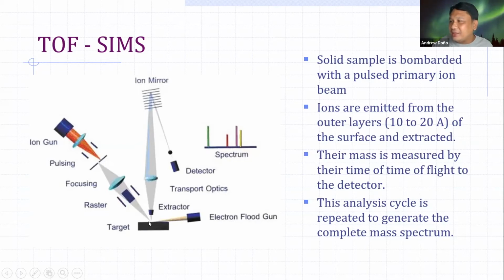Ions are emitted from the outer layers, about 10 to 20 angstrom of the surface, and extracted. The secondary ions travel to the detector through this column. Their mass is measured by their time of flight to the detector. The flight time is measured by the detector, then recorded as a spectrum. This analysis cycle is repeated to generate the complete mass spectrum.